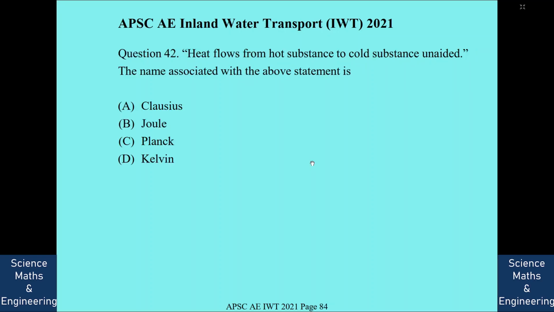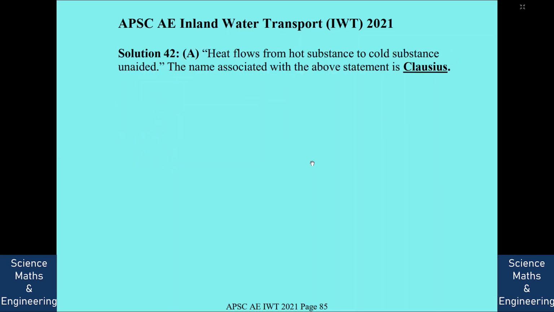So next. Heat flows from hot substance to cold substance unaided. The name associated with the above statement is A, Clausius, B, Joule, C, Planck, or D, Kelvin. So the answer is, the statement is associated with Clausius, that is, heat flows from a hot substance to cold substance unaided.